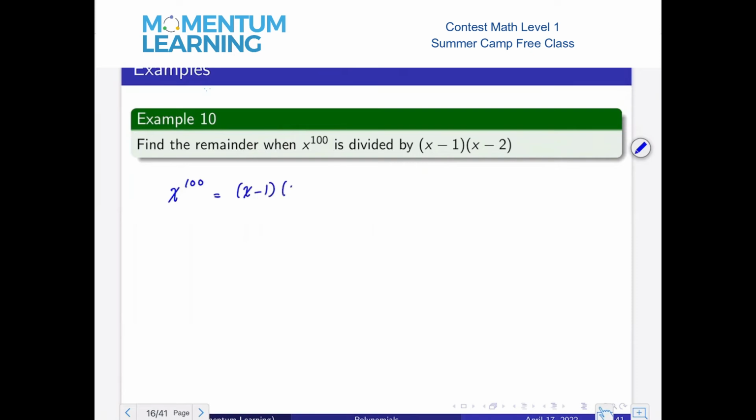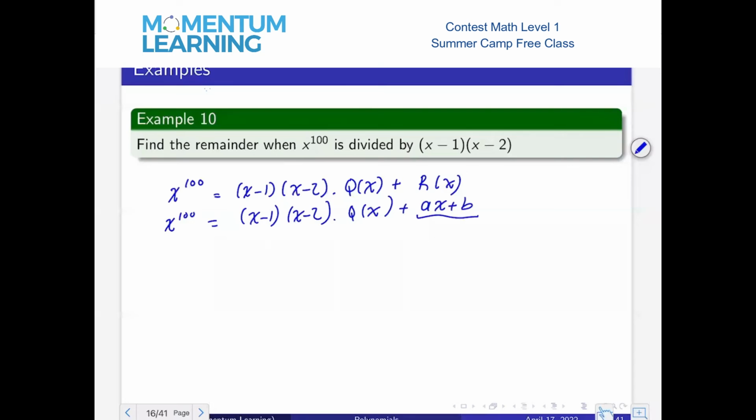X minus 1 times x minus 2 times a quotient that we don't know. Now, the difference between this question and the previous one is that here we are dividing by a quadratic. If you are dividing by a quadratic, then your remainder can be linear or a constant. But you have to assume you start with the linear part, right? If it turns out to be a constant, that's fine. And remember, we're going to write x to the 100 is equal to, again, x minus 1 times x minus 2 times q of x plus ax plus b. This is my remainder function, right?